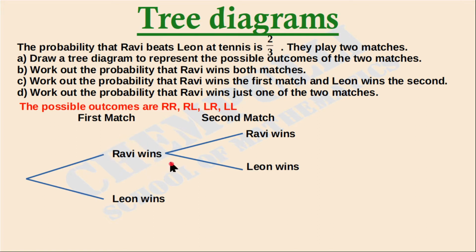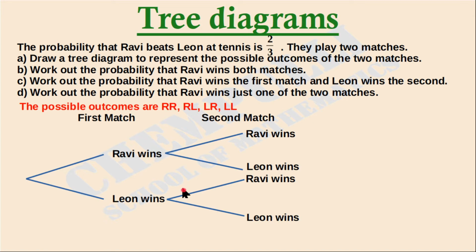Then the other part: suppose the first match Leon won. In that case, who won the first match? Leon won. That means the second match, we are going to play the second match. In that second match case, there are 2 possibilities. The 2 possibilities are Ravi wins or Leon wins.